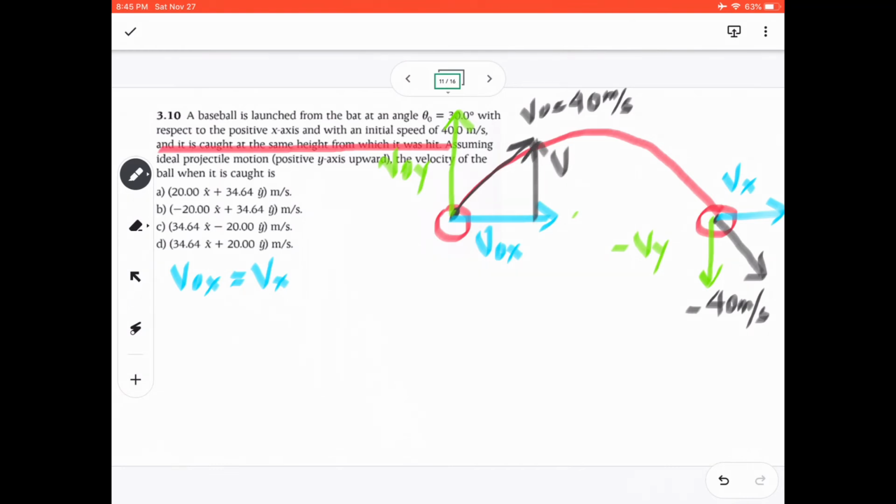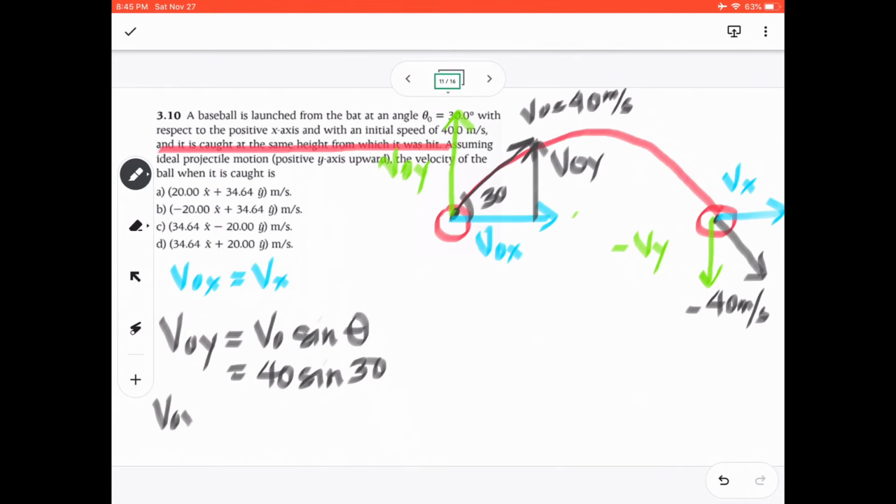Now, how to solve for V0y? V0y is equal to V initial sine theta. Your theta over here is 30 degrees, and V0 is 40. So 40 sine 30. So your V0y is equal to 20 meters per second positive. So your Vy, the final one over here, will just be the negative of that, negative 20 meters per second.